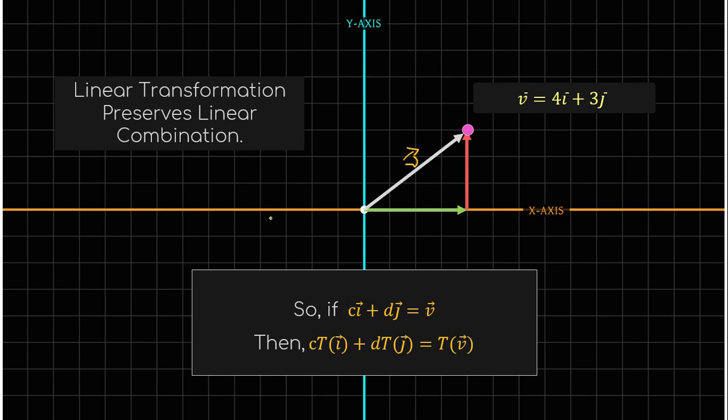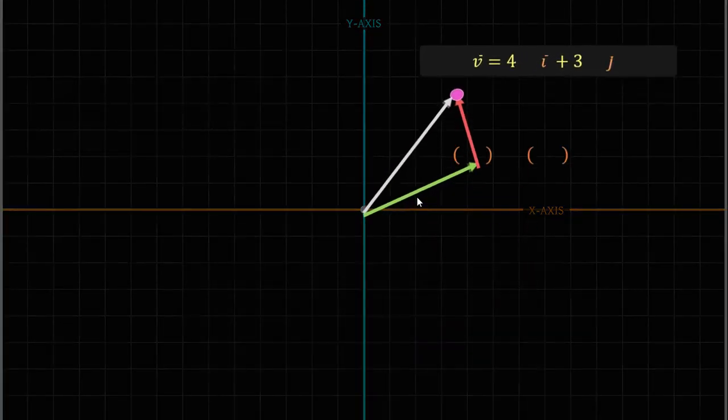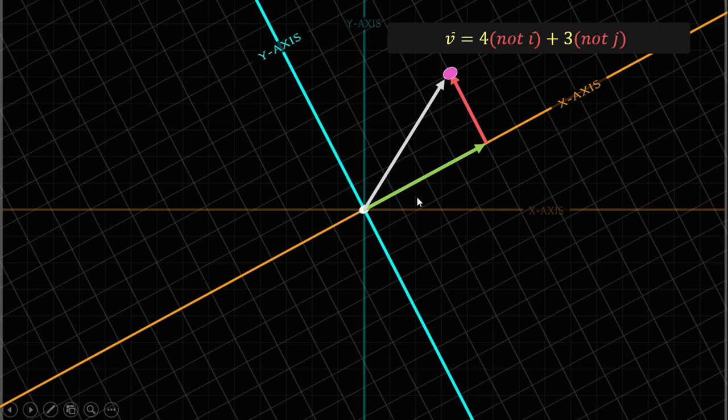So if I apply the transformation on this vector, the linear combination property will still hold. The only difference is it is not going to be i hat anymore. This is 4 into this vector, which is obviously not i hat, plus 3 into this vector, which is obviously not j hat. But the linear combination property still holds. This transformed vector is going to be 4 into this vector plus 3 into this vector.